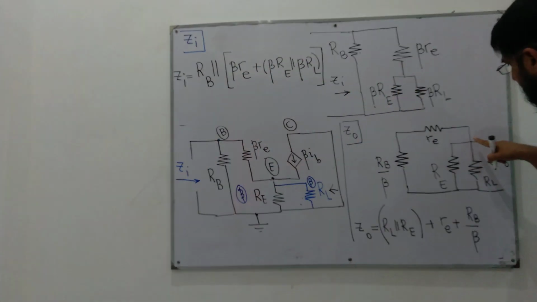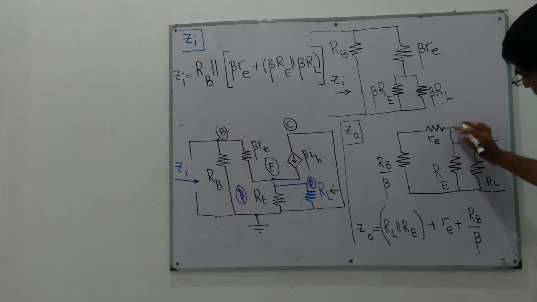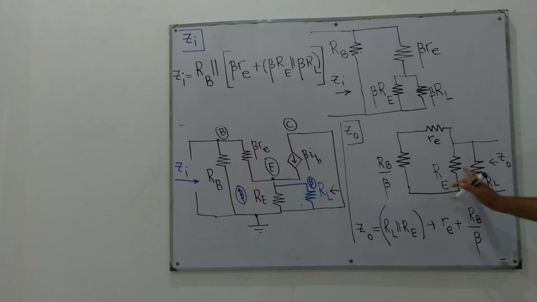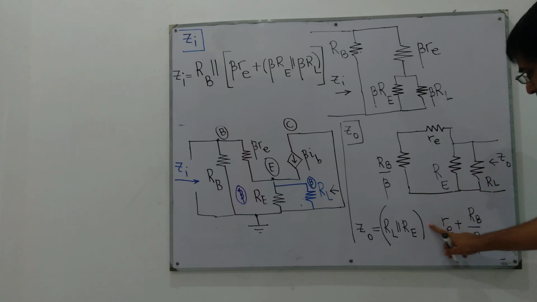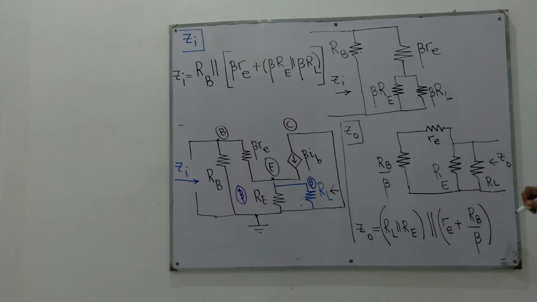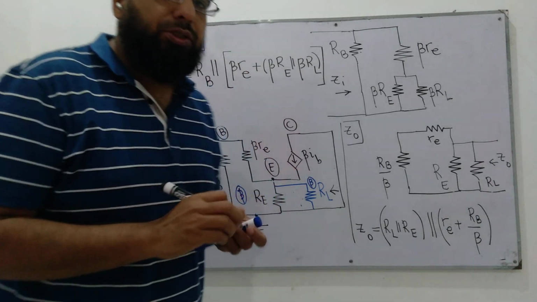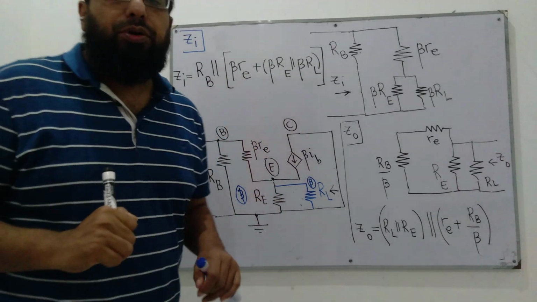There's one mistake here. This terminal can also be considered connected to the same node here, so these three appear to be in parallel with each other. There should be a parallel sign here instead of an addition, because these three are in parallel. RL, RE, and this series combination appear to be in parallel with each other. So it is RL in parallel with RE in parallel with this series combination. In the next lecture, we will derive expressions for the voltage gain for this emitter follower or common collector configuration.